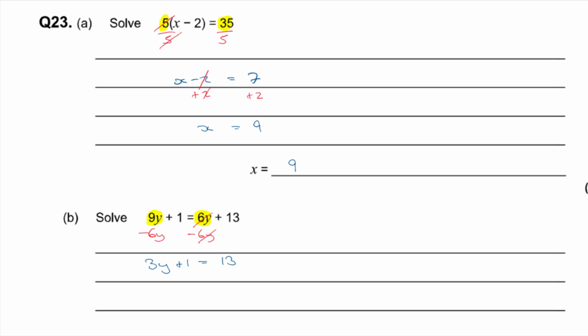Okay, so now doing BIDMAS backwards, what I've got, I'm multiplying by 3, and then I'm adding 1. So going backwards through that, I'm going to deal with the plus 1 first. The opposite of adding 1 is taking 1 away. So they'll cancel, leaving me with 3y, and then 13 minus 1 is 12. And then going to divide both sides by 3, leaving me with y on the left and 4 on the right.